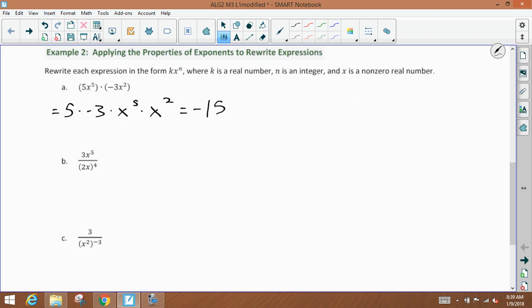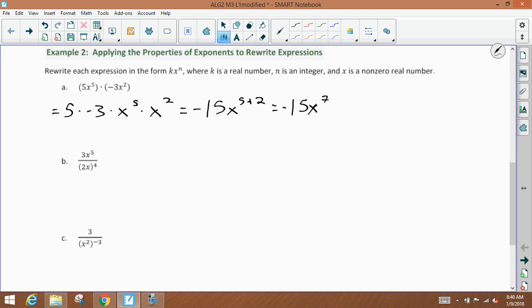And then I'll apply my property 1 to this. So this becomes x to the 5 plus 2 power, or negative 15 x to the 7. Right? No problem. All right.